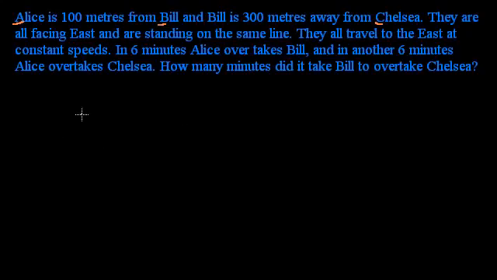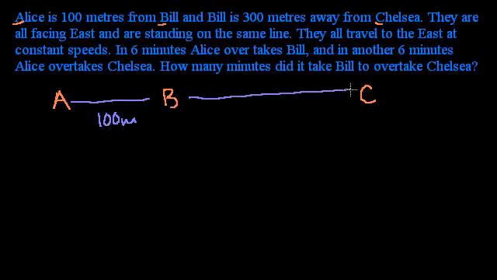And actually, he drew a little diagram. So we know that also Chelsea is to the right of Bill. The diagram he sent me looks like this. So you have Alice, and then 100 meters away, you have Bill. And then 300 meters to the right of that, you have Chelsea. This distance right here is 100 meters. And then this distance right there is 300 meters.